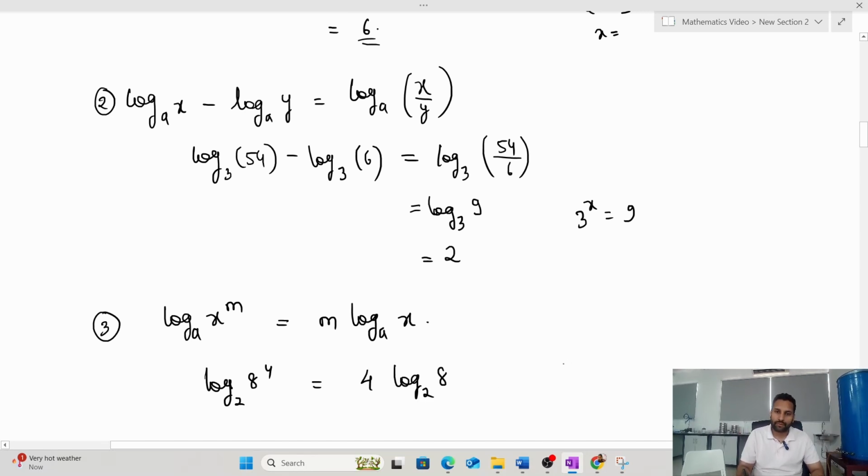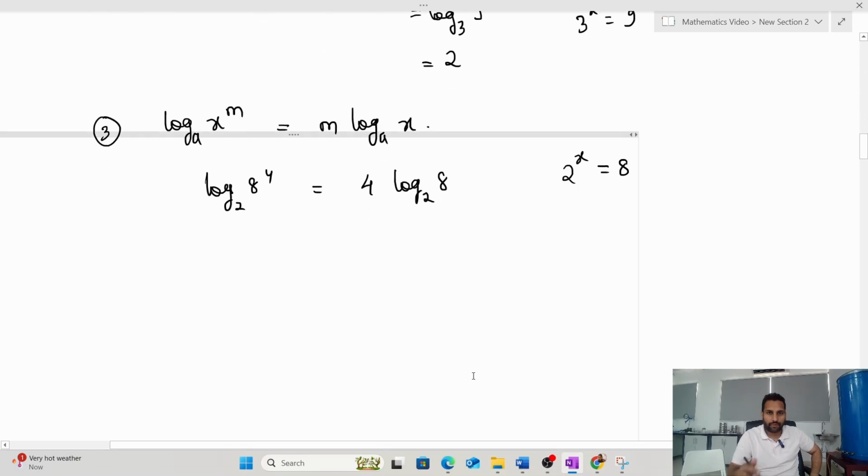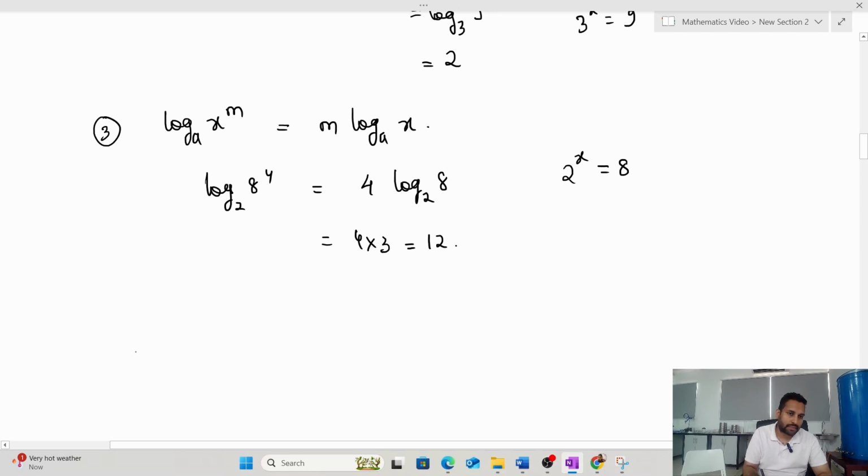What is log base 2 of 8? What is 2 to the power of x equals 8? What is 2 to the power of something which will give you 8? So this is 2 cubed, right? So this would become 3. So this would become 4 times 3, which is 12. Okay, so this is the third law, and the last law, the fourth law, is change of base.